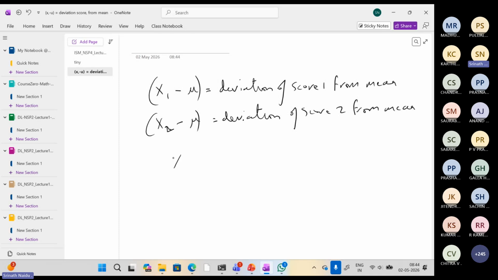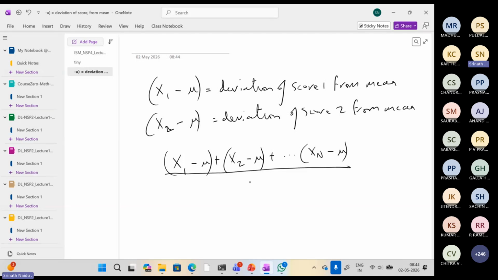And then if I do x1 minus mu plus x2 minus mu plus up to xn minus mu, that is the sum of all of these deviations. And let's take the average deviation. Because there were n scores, I'm going to divide by n, right? What's this number going to be? This number is going to be x1 plus x2 plus up to xn minus n times mu, divided by n.